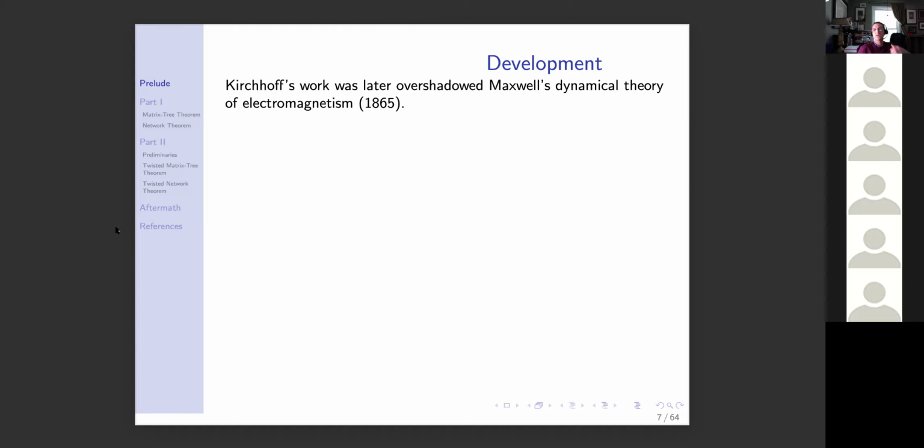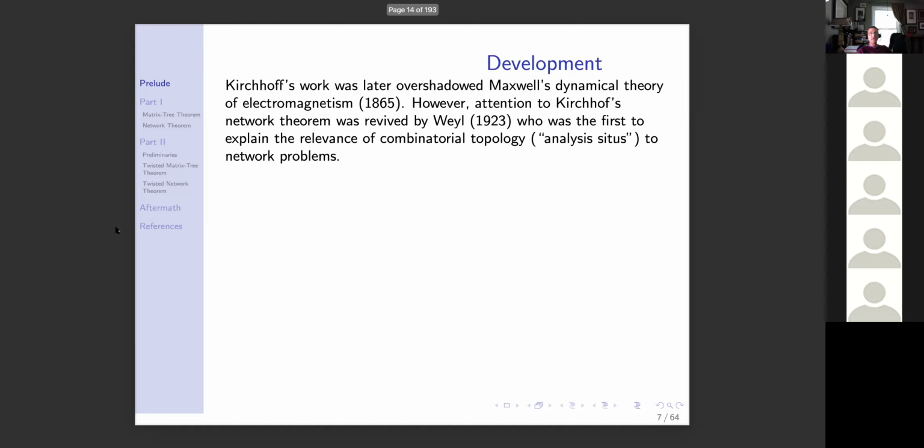So before I talk about what he did, I want to point out that Kirchhoff's work was just a few years later overshadowed by Maxwell's dynamical theory of electromagnetism. Maxwell's was a dynamical theory in the sense it involved differential equations. Kirchhoff's was not dynamical. However, and it was sort of forgotten, his work.